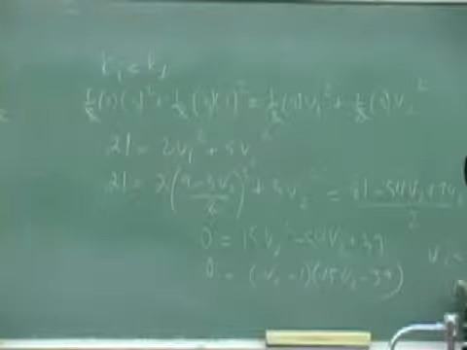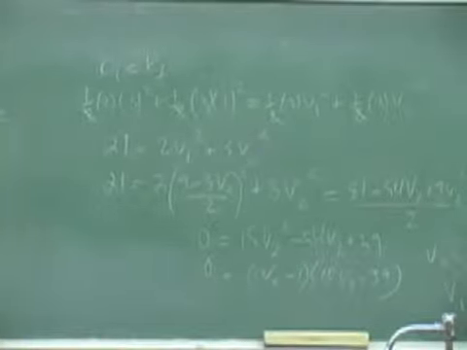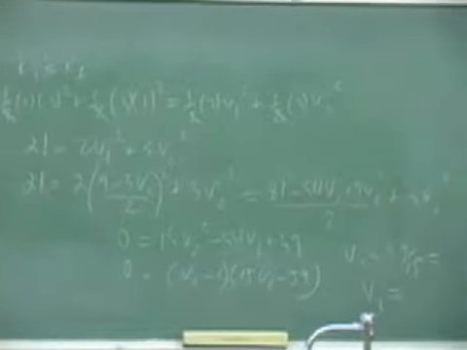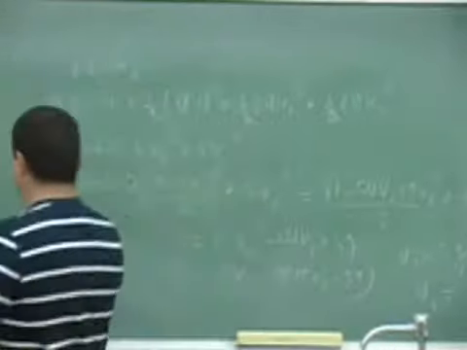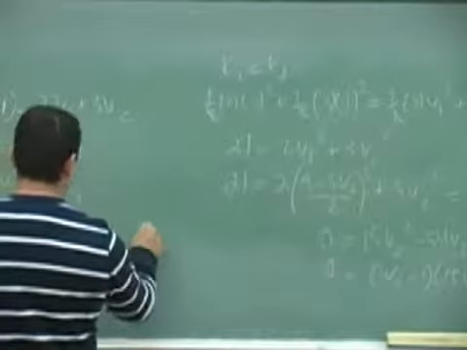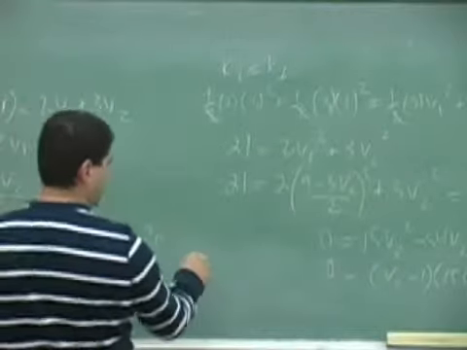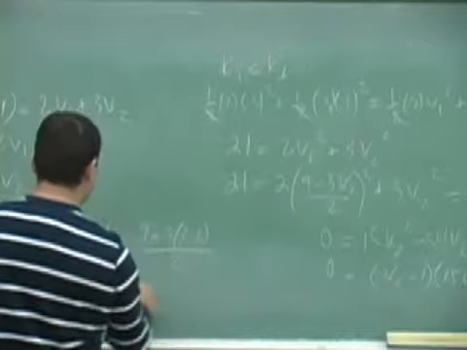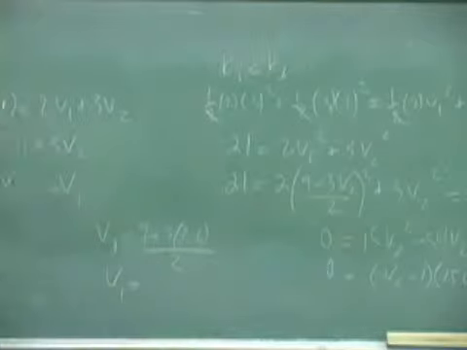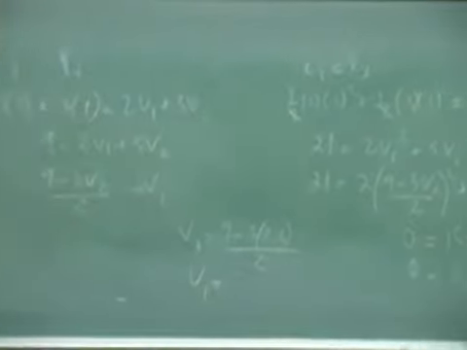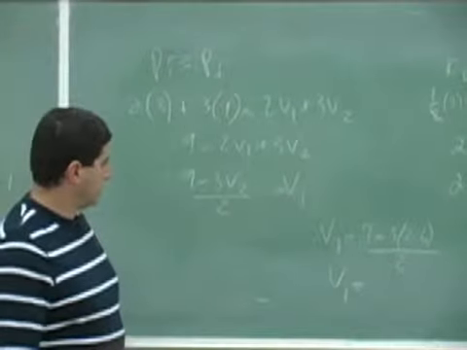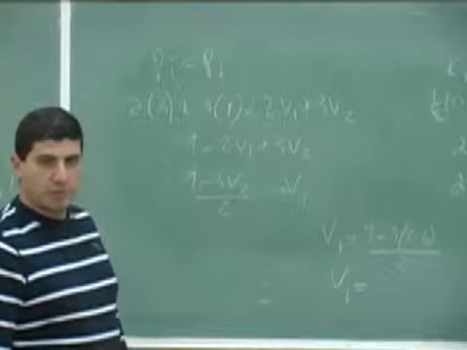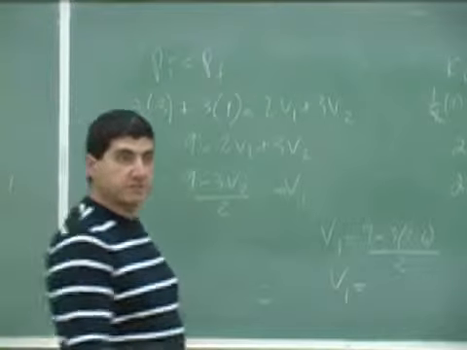And V1 will then be 9 minus, let's do that here. 9 minus 3 times 2.6 over 2. It's 7.8. That's 1.2 over 2. That's 0.6, right?